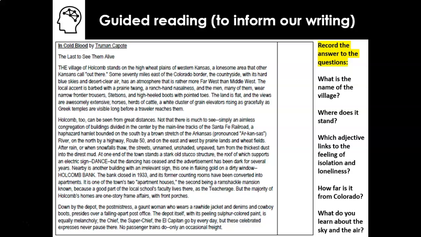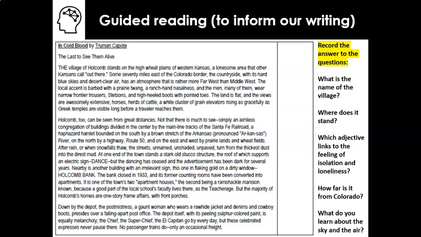wheat fields. After rain or when snowfalls thaw, the streets, unnamed, unshaded, unpaved, turn from the thickest dust into the direst mud. At one end of the town stands a stark old stucco structure, the roof of which supports an electric sign, "Dance," but the dancing has ceased and the advertisement has been dark for several years. Nearby is another building with an irrelevant sign, this one in flaking gold on a dirty window, Holcombe Bank. The bank closed in 1933 and its former counting rooms have been converted into apartments. It's one of the town's two apartment houses, the second being a ramshackle mansion, known, because a good part of the local school's faculty lives there, is the teacherage. But the majority of Holcombe's homes are one-story frame affairs with front porches.